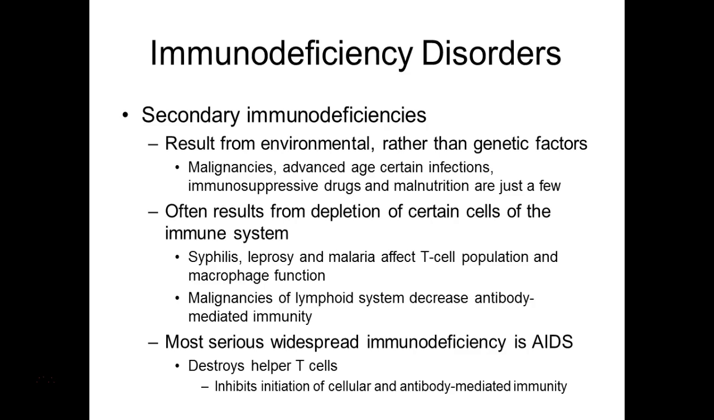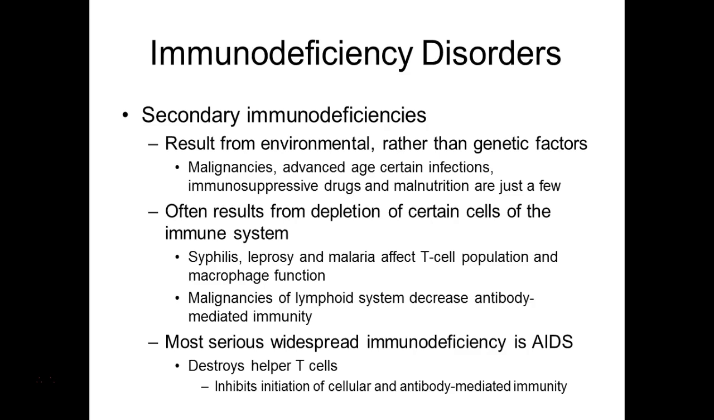Some diseases really tend to deplete the immune system and keep it focused on them, and therefore you're more susceptible to other things you're exposed to. Syphilis, leprosy, and malaria are just hogs, you could say, of the immune system. So much so that they can overwhelm the immune system, make it quite deficient while it's trying to combat them, and leave you more susceptible. Malignancy in the lymphoid system can decrease antibody-mediated immunity by interfering with it.